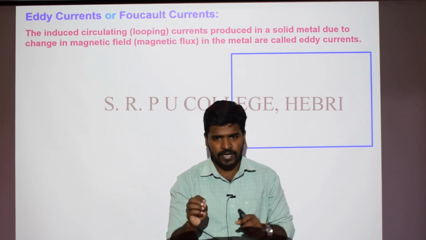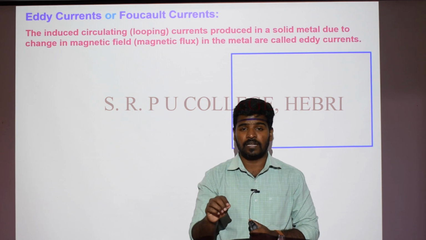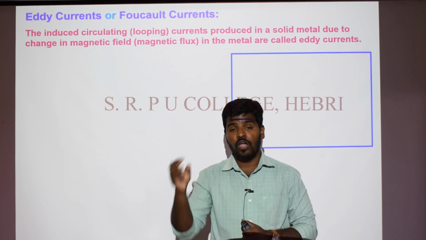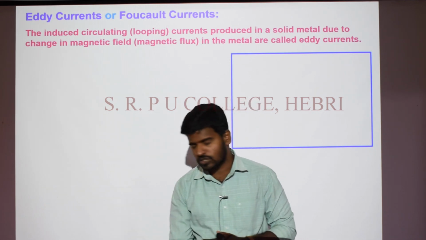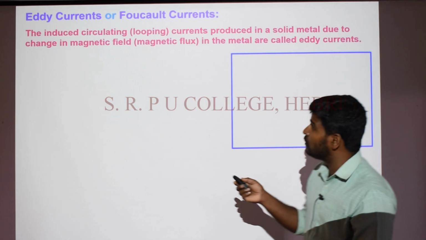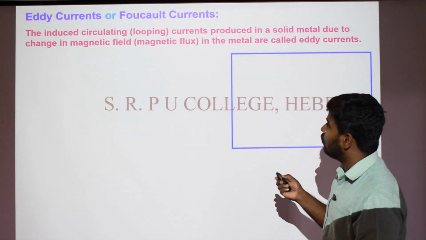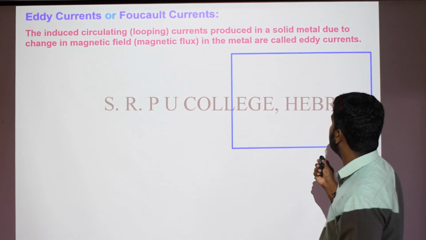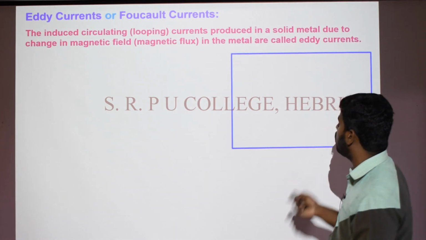Therefore, what about eddy currents? Eddy currents are the induced current on the bulk piece of the material or the metal when they are subjected to strong varying magnetic field, or that current is also called Foucault current. The induced circulating current, looping current produced in a solid metal due to change in magnetic field or the magnetic flux in the metal are called eddy currents.